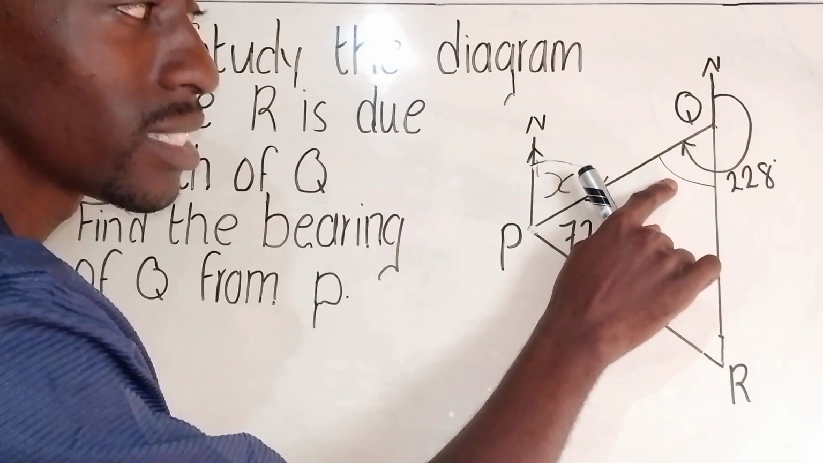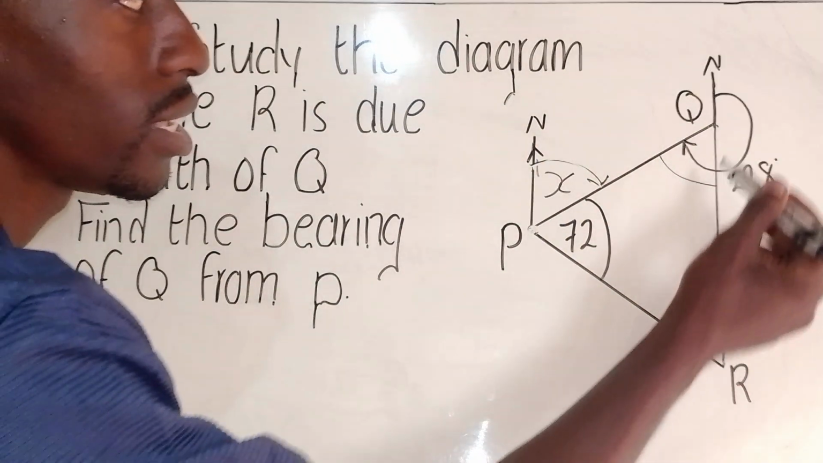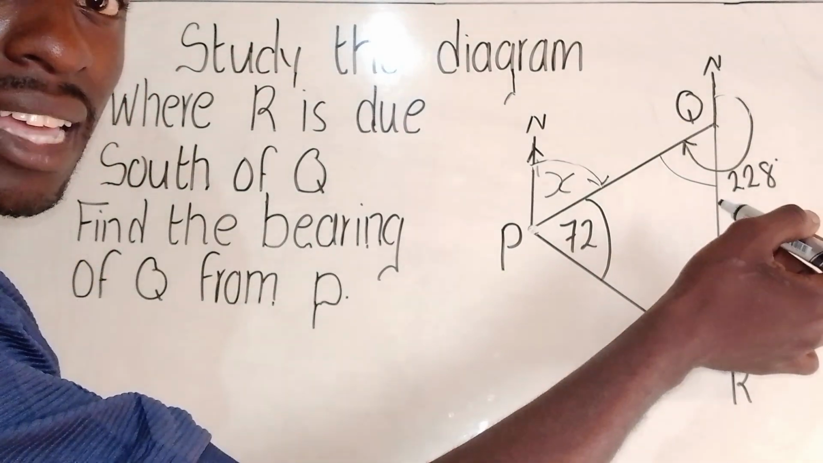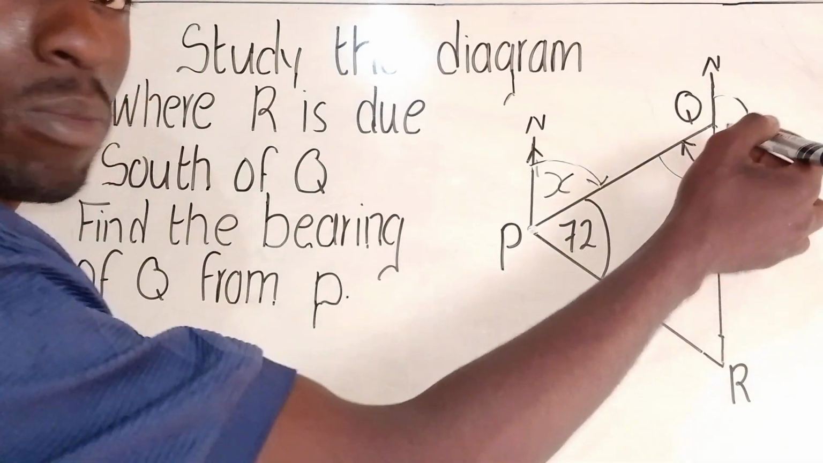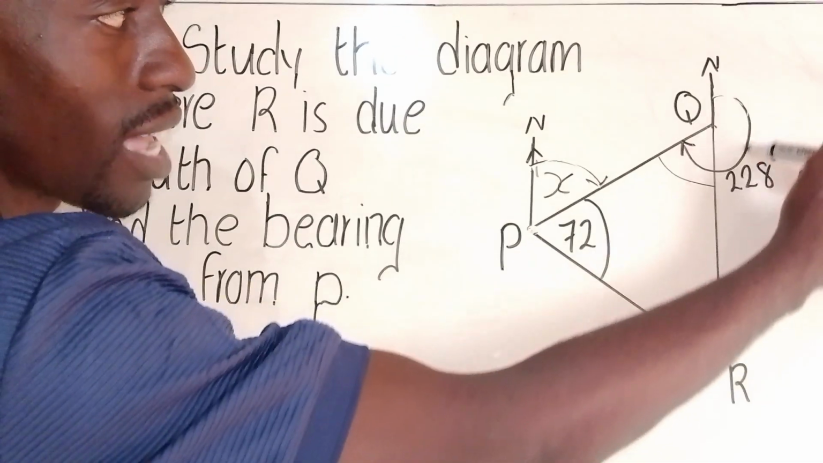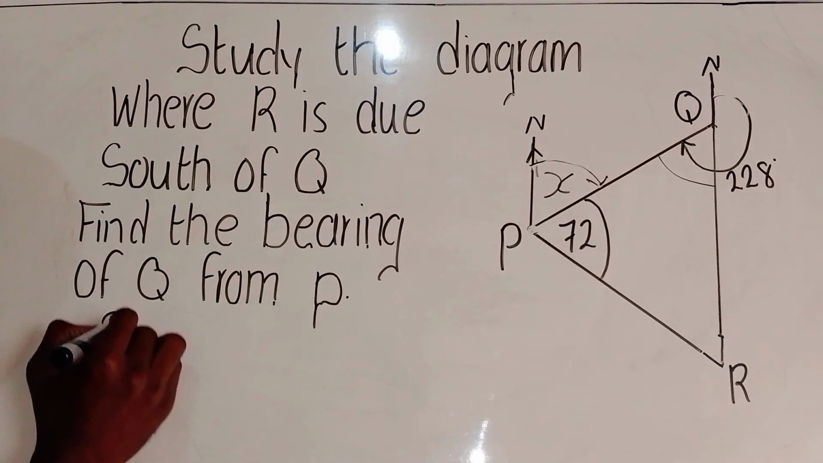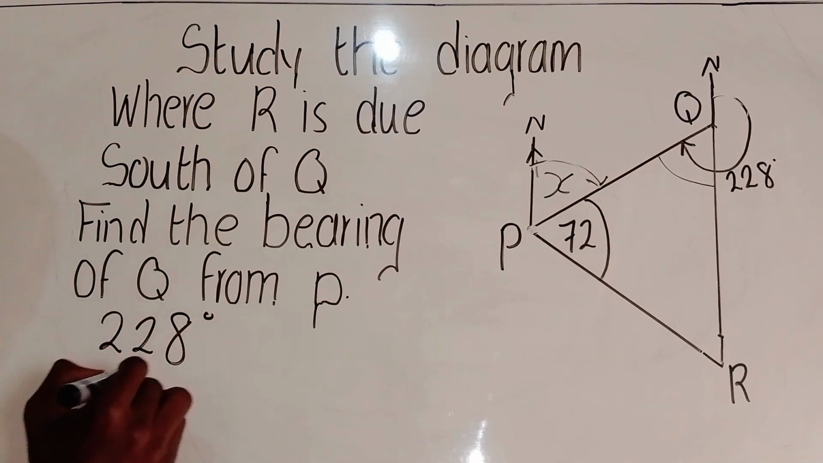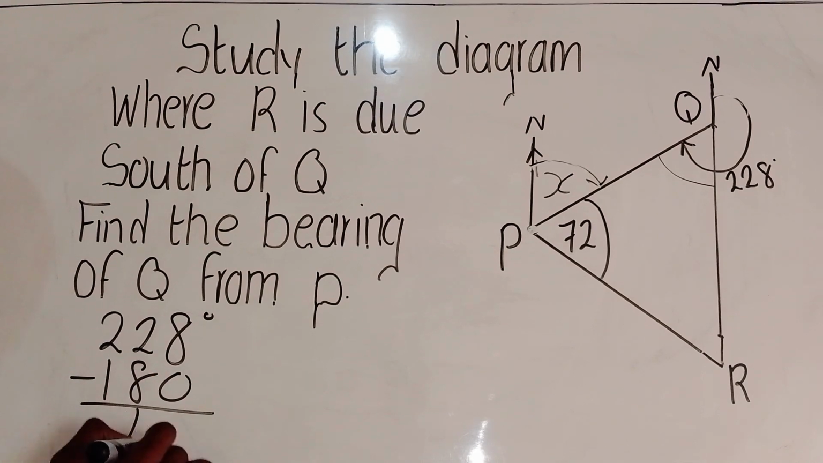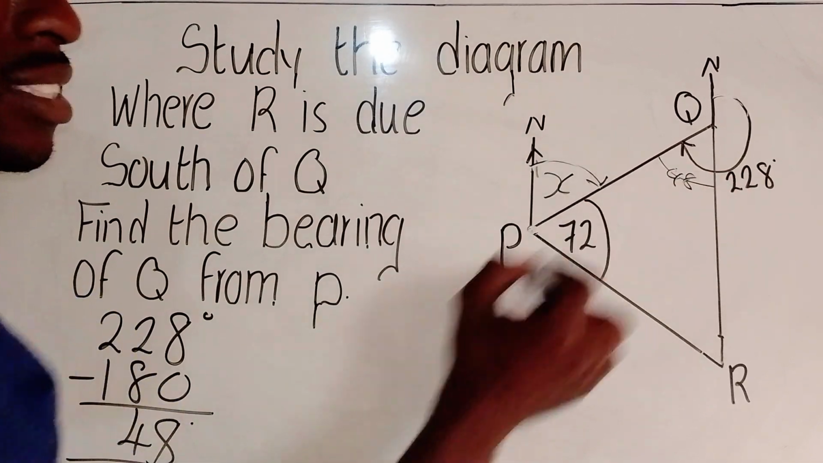Now, how can we find this angle using this total angle we are given? As you can see, the turning from here coming to there is 228 degrees. Meaning that if we subtract 180, we'll get the angle which is there. Why? Because this line here, this angle up to here, is 180. So we simply say 228 minus 180. Once you subtract the two, you are going to get 48 degrees. Meaning that here there is 48 degrees.